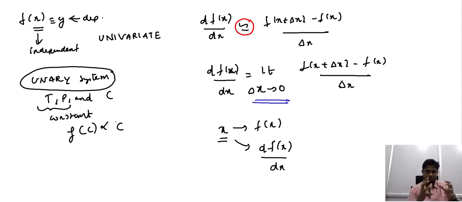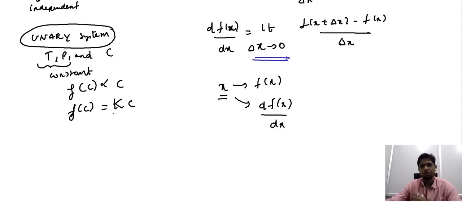So in a unary system, the concentration just decides the size of the system. When you increase the concentration, you are increasing the size of the system. When you are removing the concentration, you are decreasing the size of the system. So it is reasonable to assume that the free energy of such a unary system is directly proportional to concentration, and when we replace the proportionality sign with a constant, we end up with an expression such as this. The free energy of a unary system is the product of the concentration and a constant.